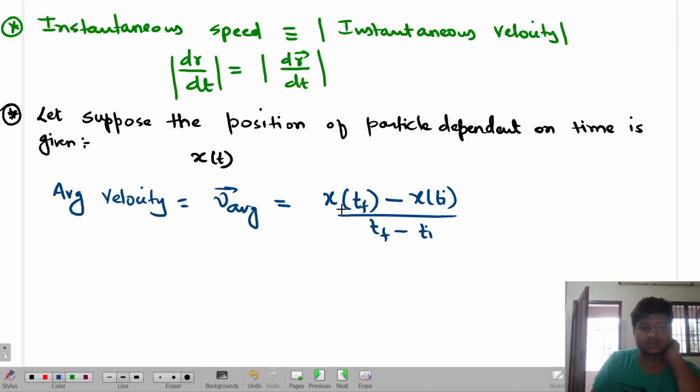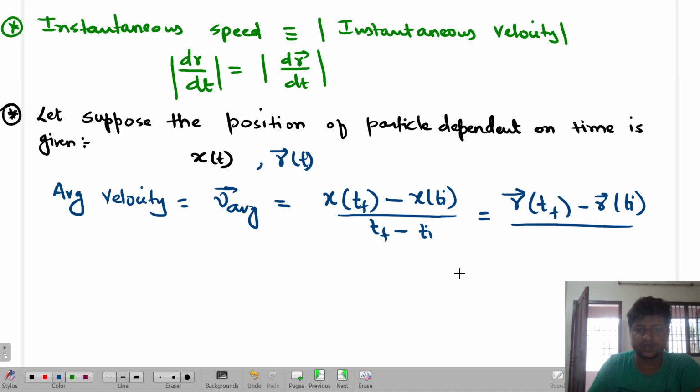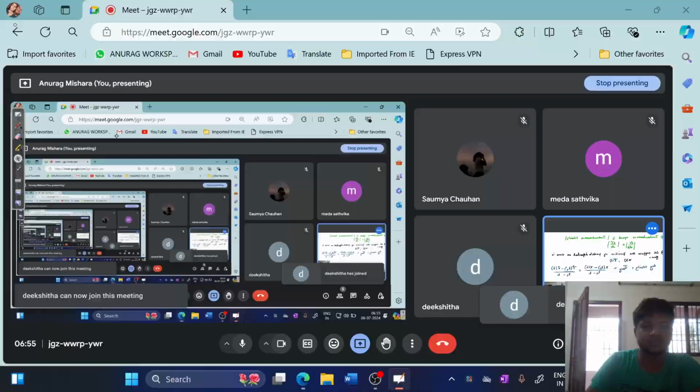So look over here. When I talk about average velocity, we have position at final time and position at initial time. So average velocity is position at final time minus position at initial time. If it is in vector form, like three-dimensional coordinates, and r is given to you, then it is r vector at t final minus r vector at t initial divided by t final minus t initial. Is it clear or not?